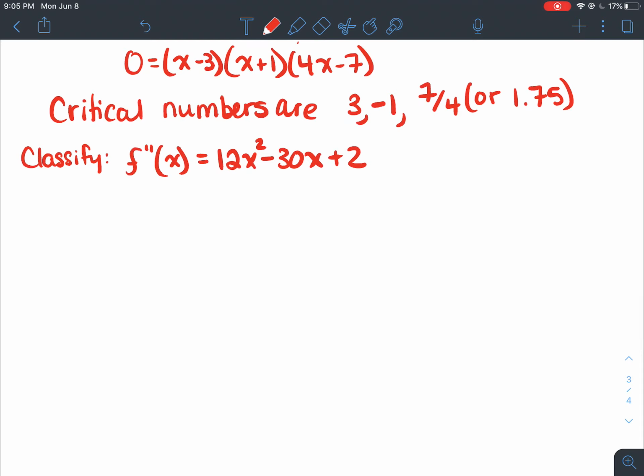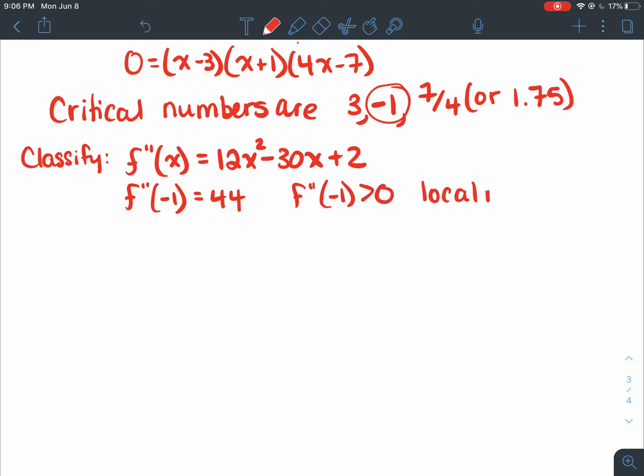So if I sub in a critical point, let's start with our smallest guy, negative 1. So let's sub negative 1 into our second derivative. If I actually sub that in, 12 times negative 1 squared, etc., I get 44. So since the second derivative is greater than 0, I have a local minimum at x equals negative 1.